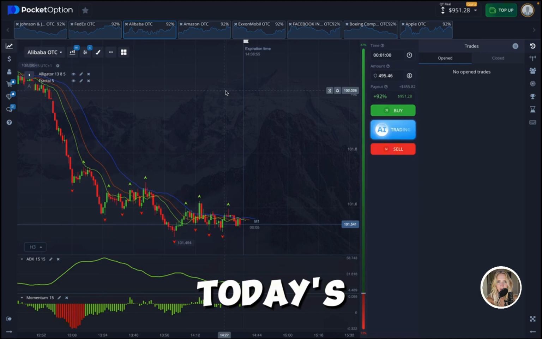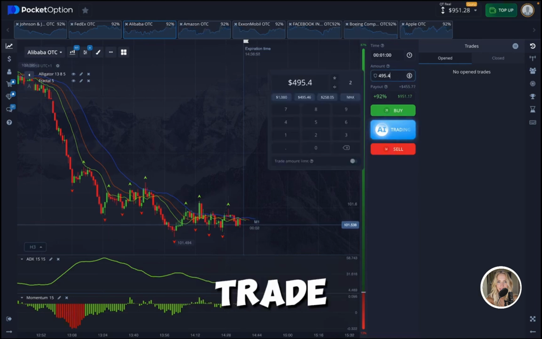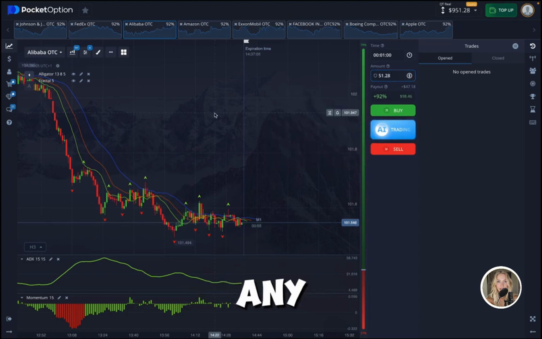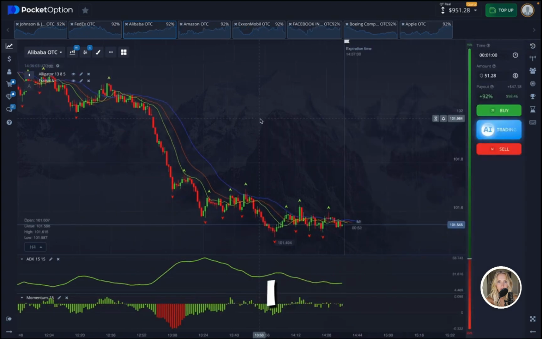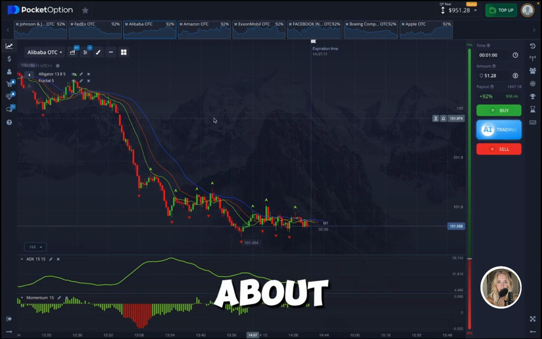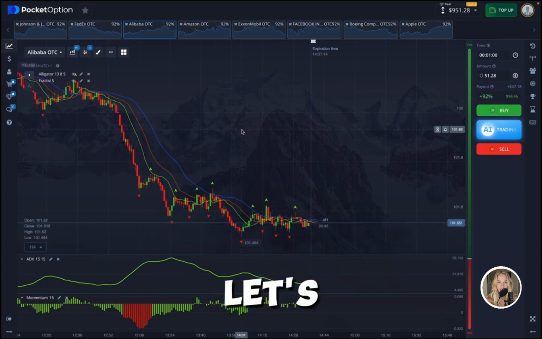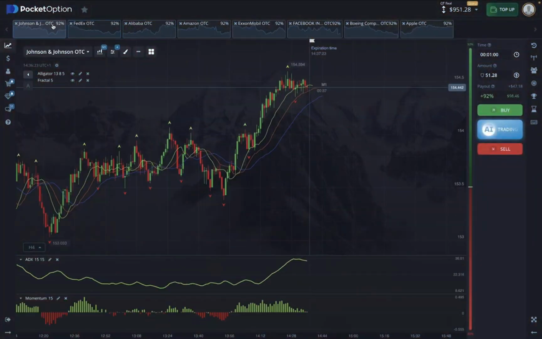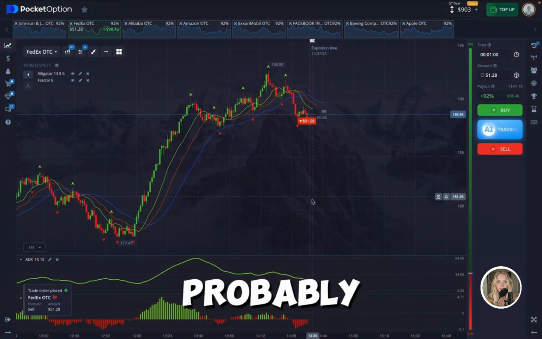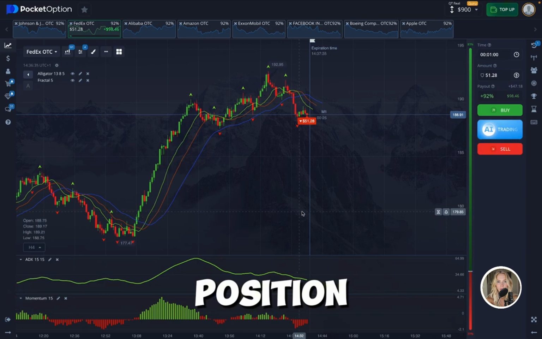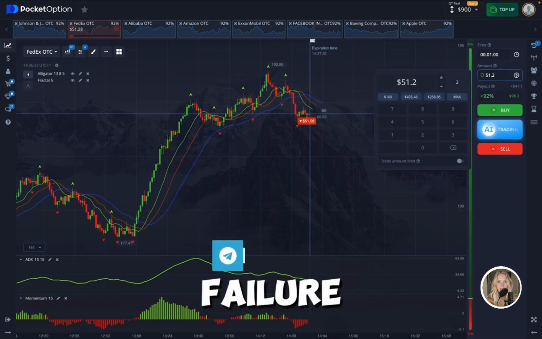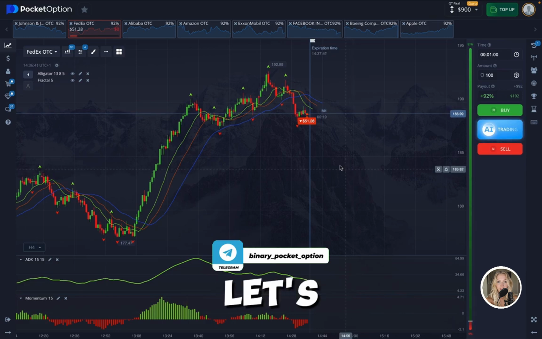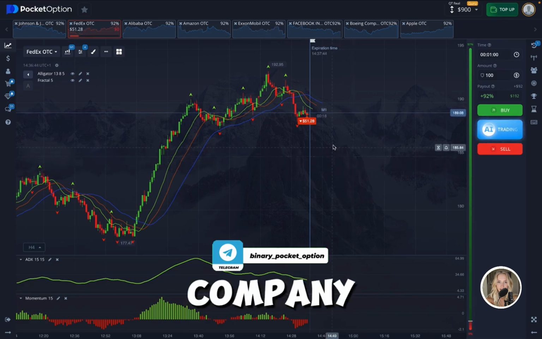Excellent, a good result on today's trade, and let's open the next trade for $51, the whole balance. I probably won't take any more risks, and in case of failure, I will probably open another position for about $100. Let's go ahead and pick up the next stock of the company. And probably here I will open the first position on the downside, and in case of failure, I will also open the next trade on the downside most likely.